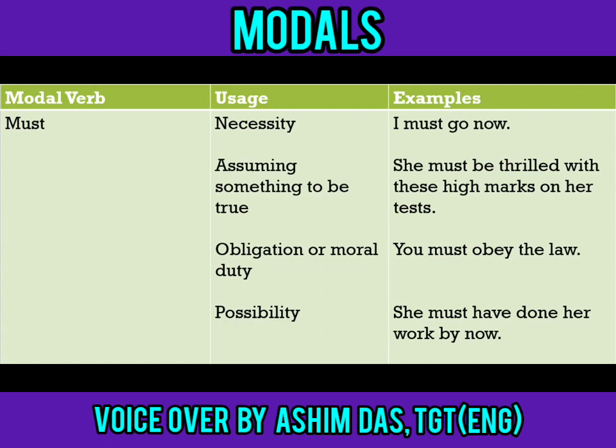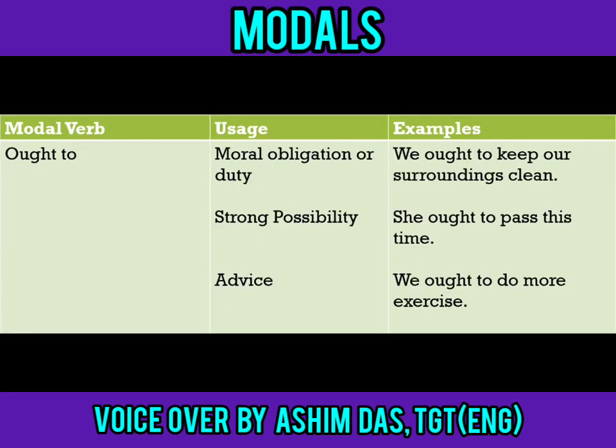Now let's go to the next one, and the next modal verb to look at is ought to. Ought to is used to express moral obligation or duty. Example, we ought to keep our surroundings clean. The second usage is to express strong possibility. Example, she ought to pass this time. The third usage is to advise. Example, we ought to do some exercise.